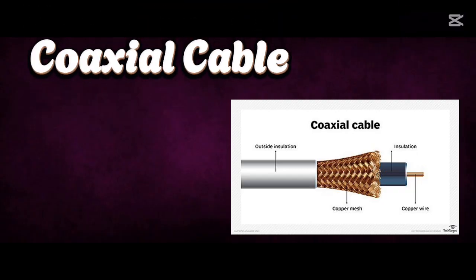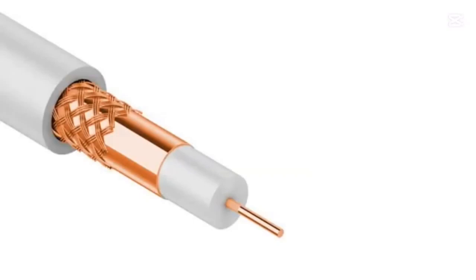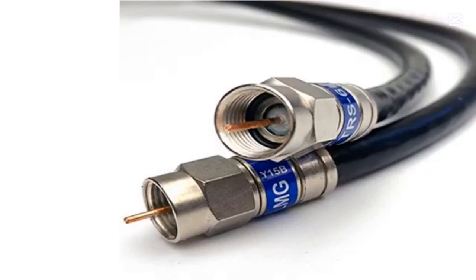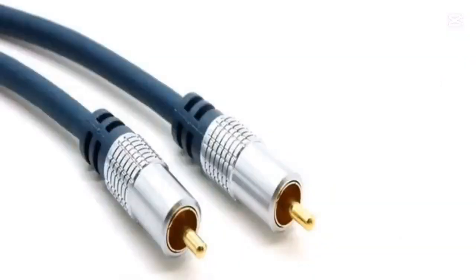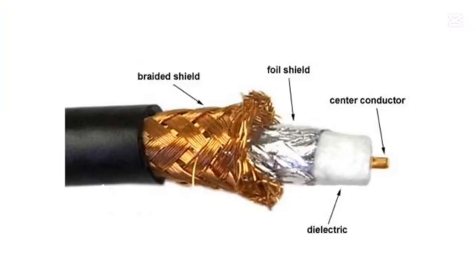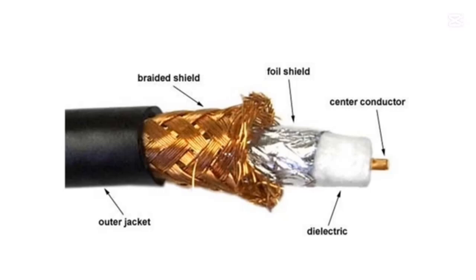Let's discuss coaxial cable. A coaxial cable, often called coax, is an electrical cable designed to transmit radio frequency signals with minimal interference and loss. It consists of a central conductor, surrounded by an insulating layer, a metallic shield, and an outer jacket. This layered construction ensures that signals are contained within the cable and protected from external electromagnetic interference.